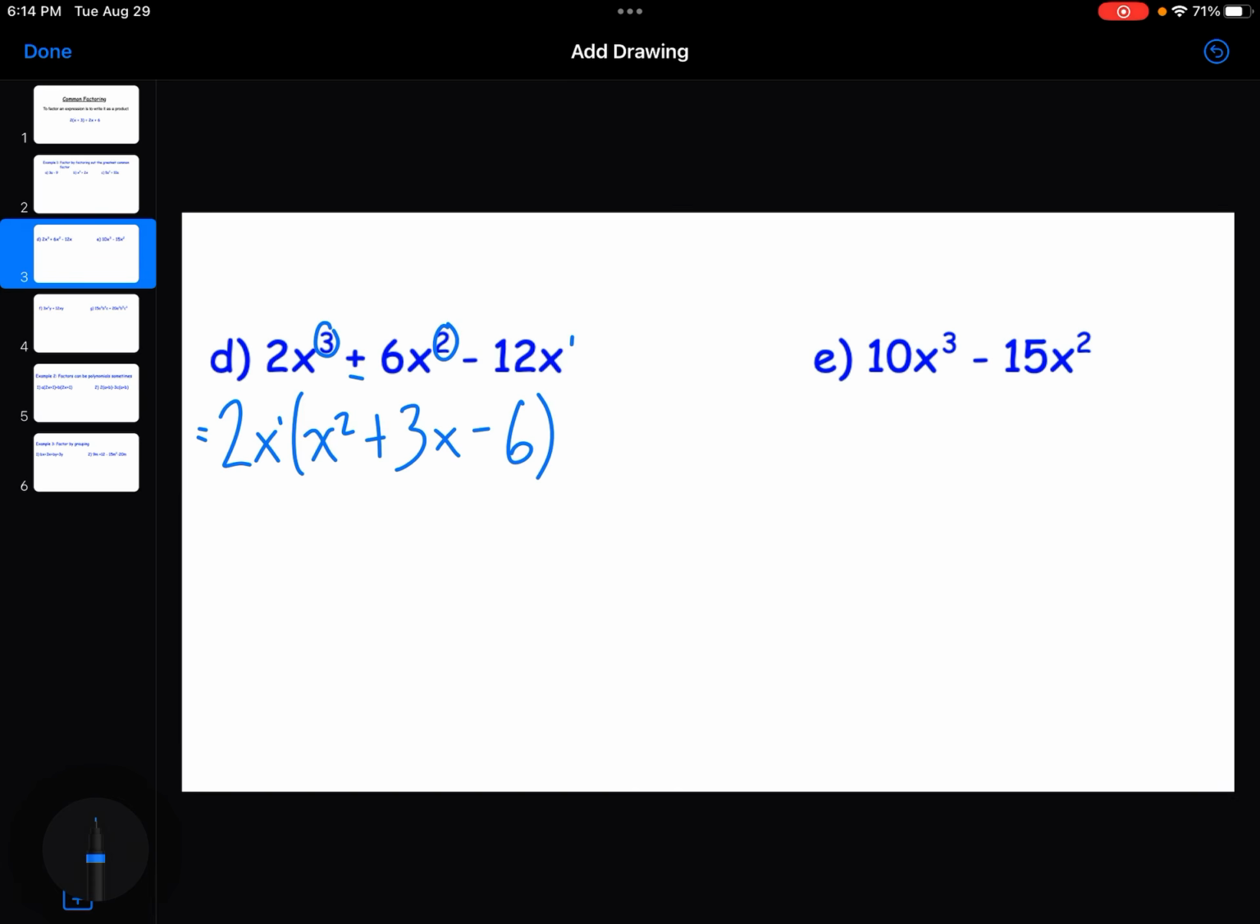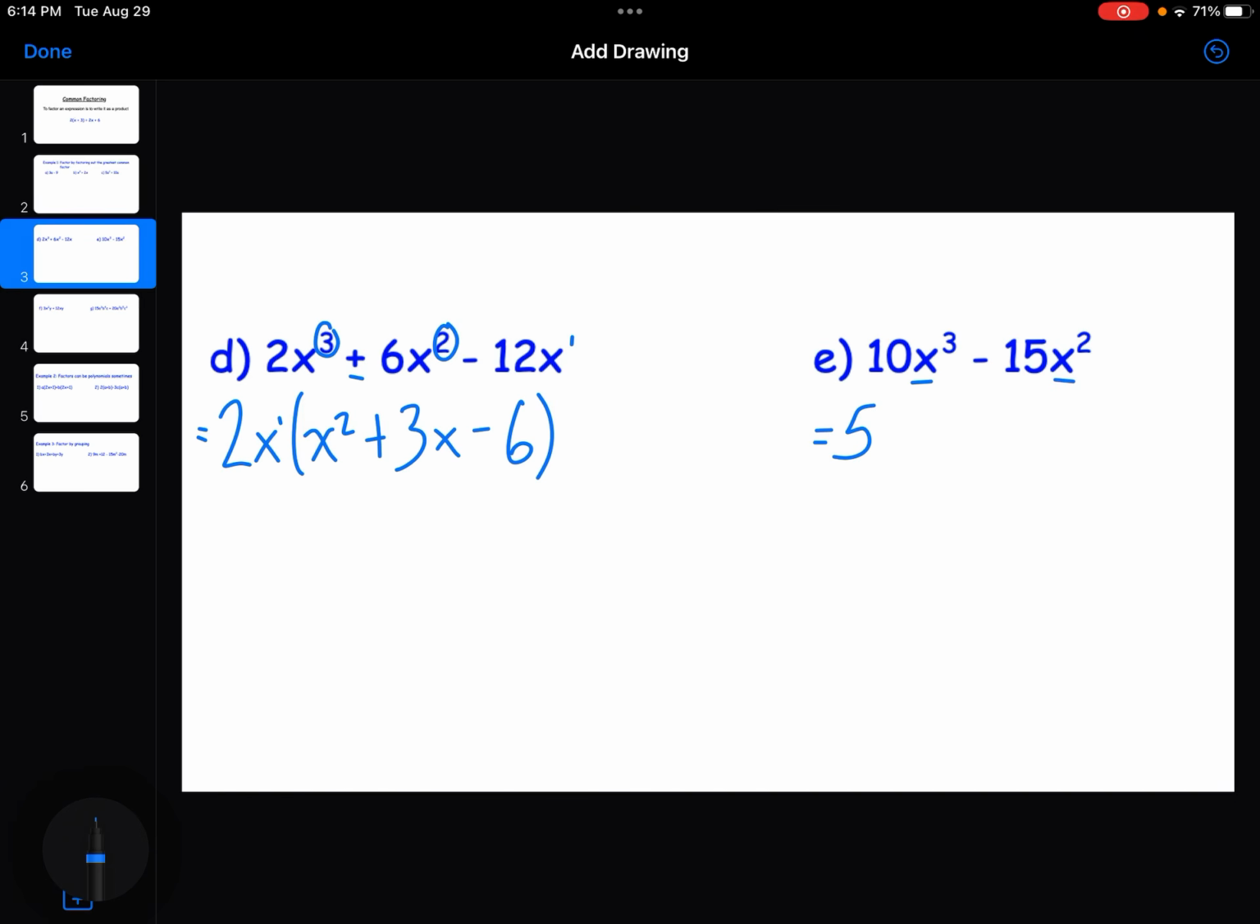You know you're right if you can multiply it back out and you get the line before. The answer is on the page here if you're checking your answer. You're just working backwards. Looking at this one, it's a little bit harder, but 10 and 15 both divide by 5. And then what we're going to look at is our x's.